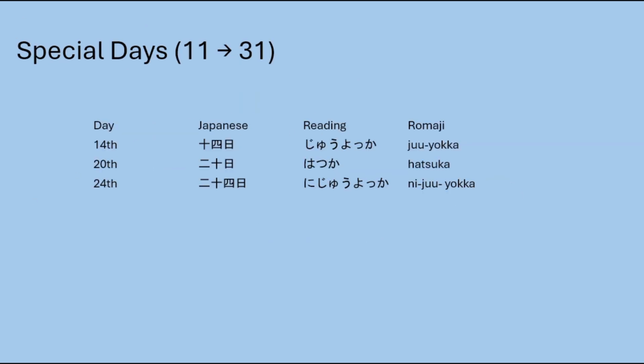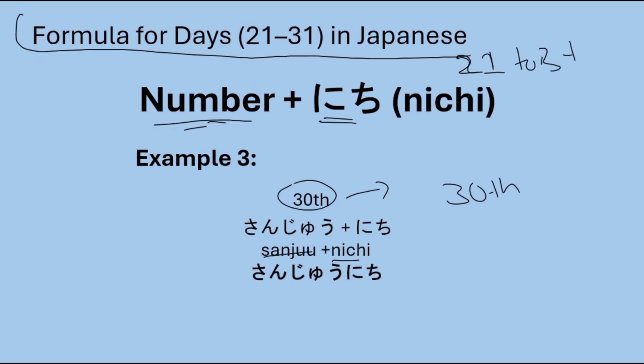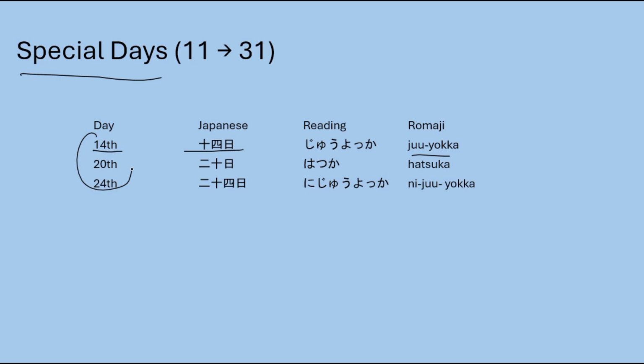So there are some exceptions also, the special days. The first is 14, which is Ju-Yokka. So this doesn't follow the rule I told you earlier. These are the three special words that don't follow the rule. The first is 14, 20, and 24. They don't follow the rule. Although you can see their kanji characters are almost a combination of the characters here.